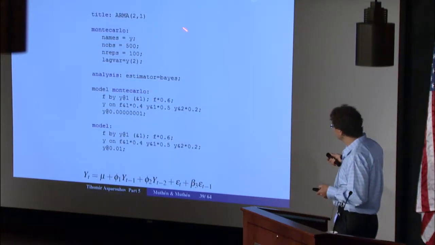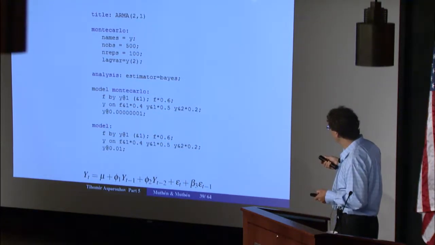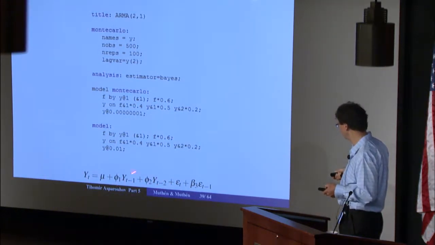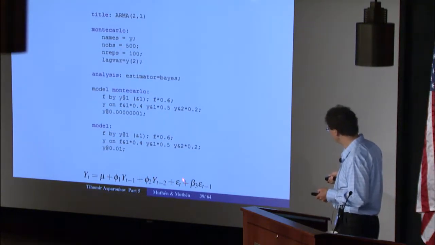Here's a little simulation study for the ARMA21 model. It's kind of the ARMA11 model, except now in the autoregressive part you can regress not just on the y from the previous time point, but also from two periods back. And you also have this moving average part of the model, regressing on the residuals, and also on the previous residual.